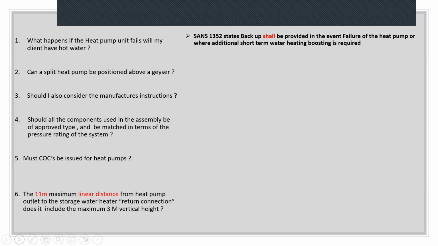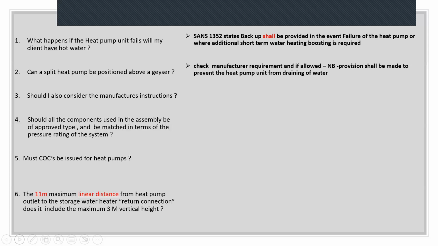Next question is, can a split heat pump be positioned above a geyser? And the answer is, you must check with the manufacturer. That's our advice. Check with the manufacturer if it's first of all allowed. And if it is allowed, the important thing I need to stress is to make sure that provision has been made to prevent the heat pump from draining the water. If you imagine the heat pump, it's got a pump in that circulation loop, and it's moving water. If it's sucking water from a lower body of water, you might find there's a leak at the higher level, and it could be draining off that storage tank.